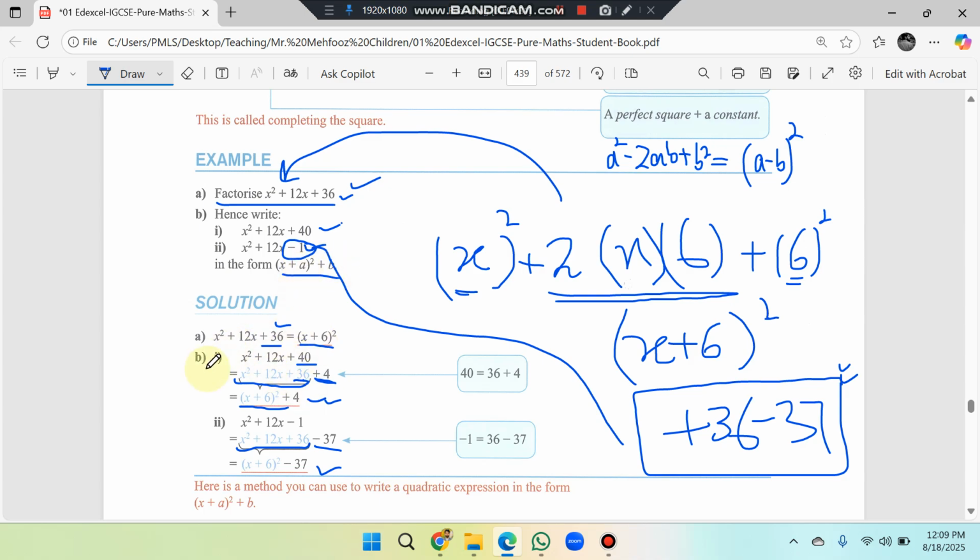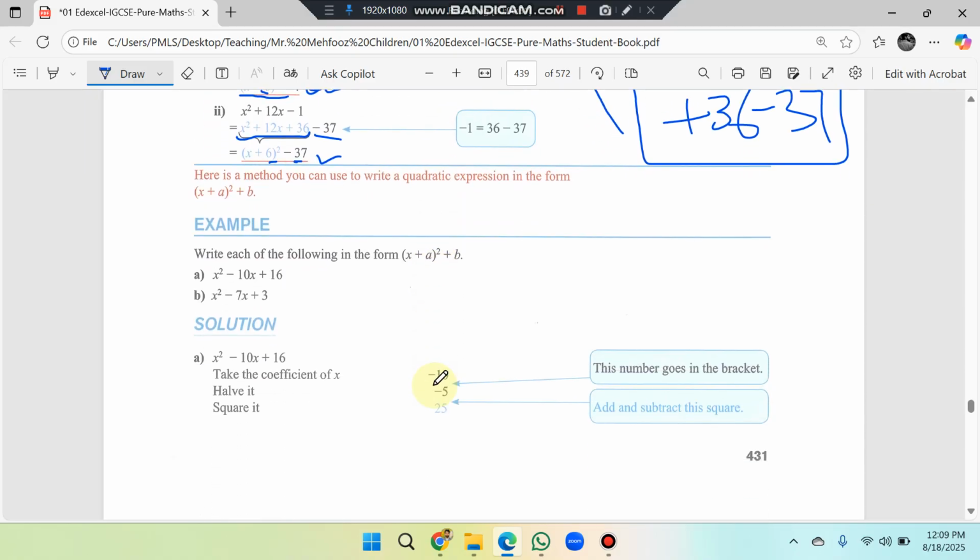So what is a in part 1? A is 6, and what is b in part 1? That is plus 4. Again, what is a in part 2? That is 6, and what is b in part 2? That is minus 37. Understand? Okay, so this is your solved example.